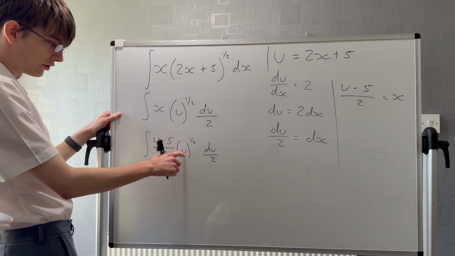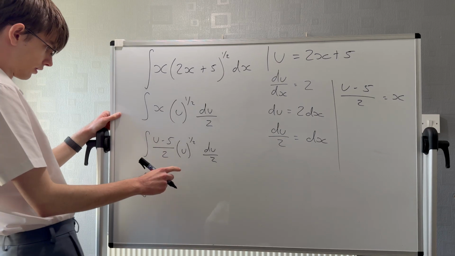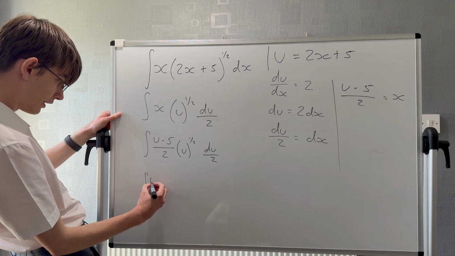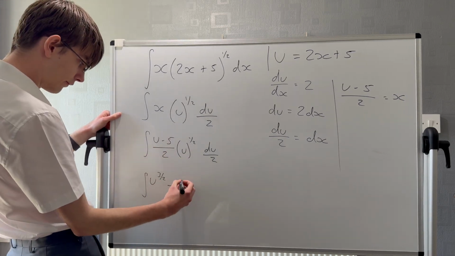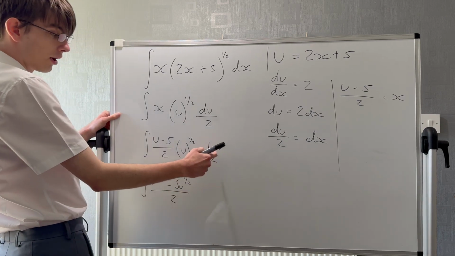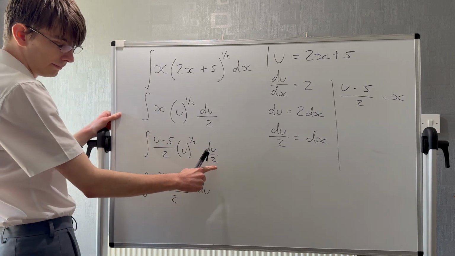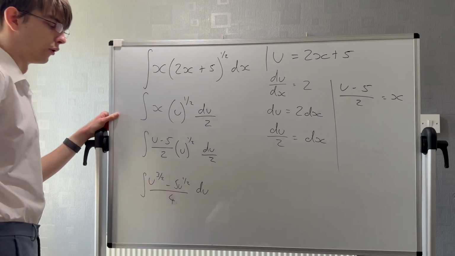So, let's expand this. So, u to the half times u, and let's stick with that for now. U to the half times u is u to the 3 over 2, minus 5u to the half, that's all divided by 2, and it's times du all divided by 2 as well. So that 2 I'm just going to bring down on the bottom here, multiply there, and I get the 4.